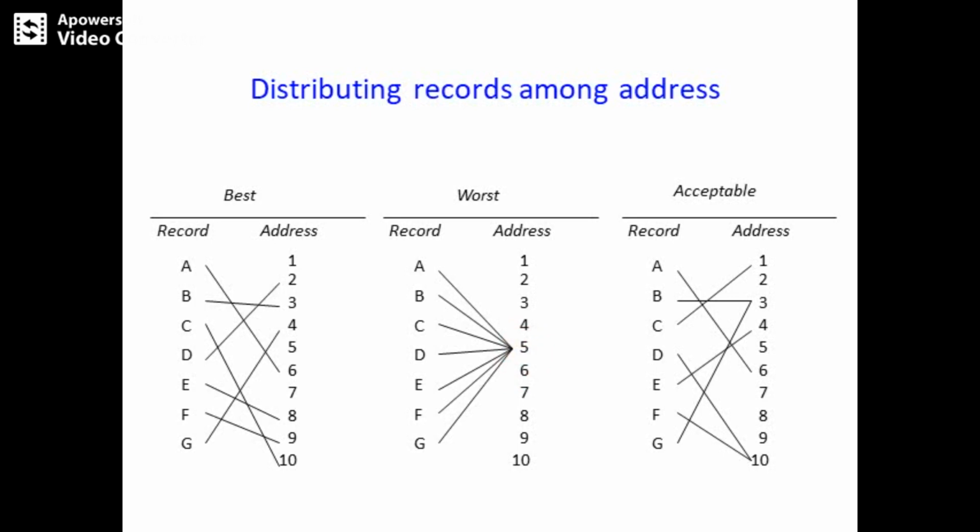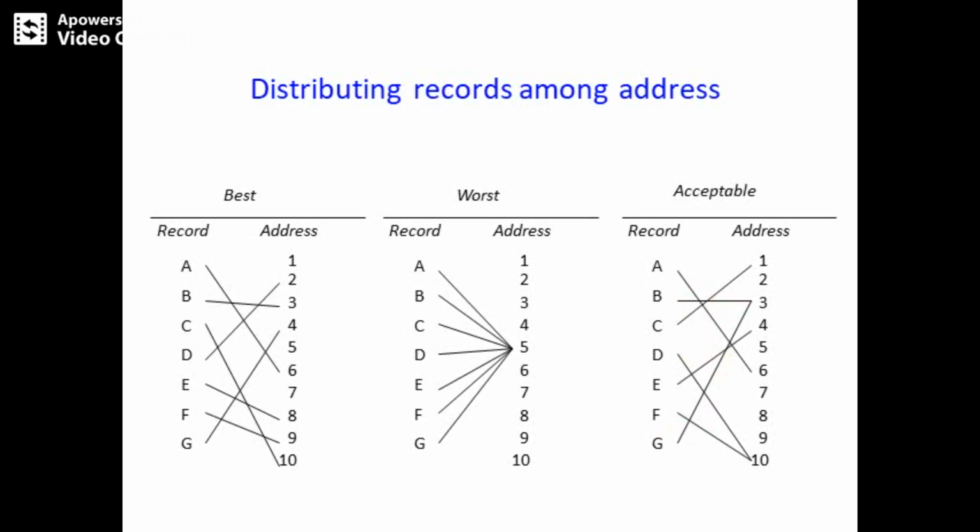So what do you mean by average or acceptable case? There might be one or two collisions. If you see address 3, B and G are collided to address 3. If you see address 10, D and F are assigned to address 10. So there will be slight collisions, but we try to avoid the collisions as much as possible and we try to make our hashing function perfect. So this is the average case.